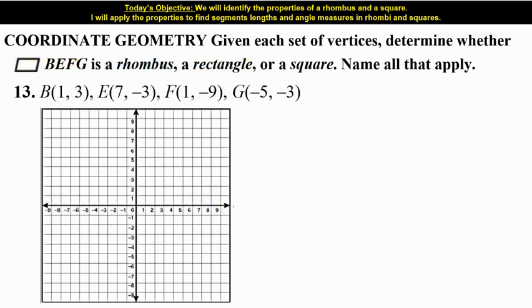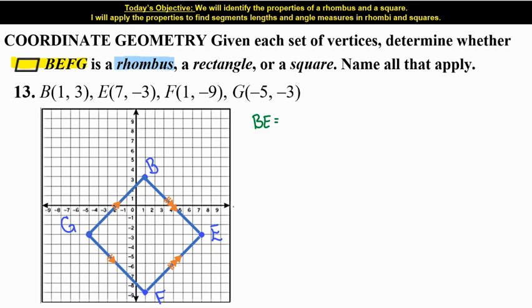Again, we're still looking at the rhombus and square notes. So the first thing I'm going to do is graph my parallelogram using the points provided. From here, I'm going to remember that they told me it is a parallelogram, so I know my opposite sides are congruent and parallel. And I'm going to test to see if this is a rhombus. Are all my sides the same? I'm going to start doing the same thing I did last time.